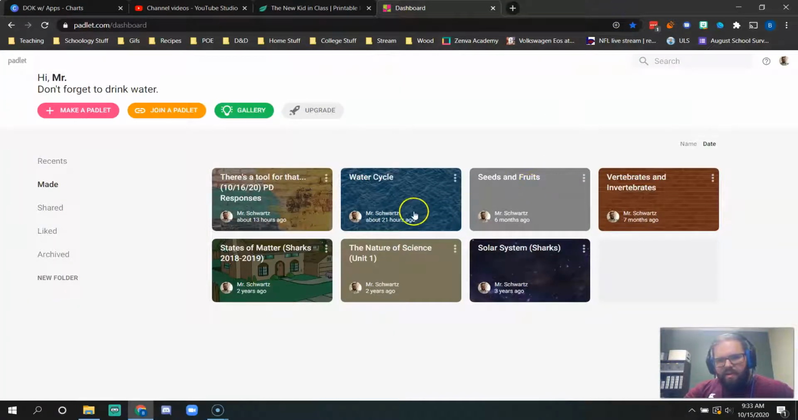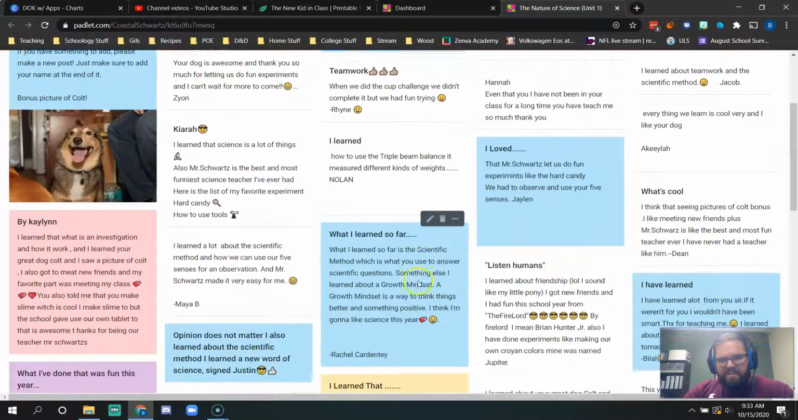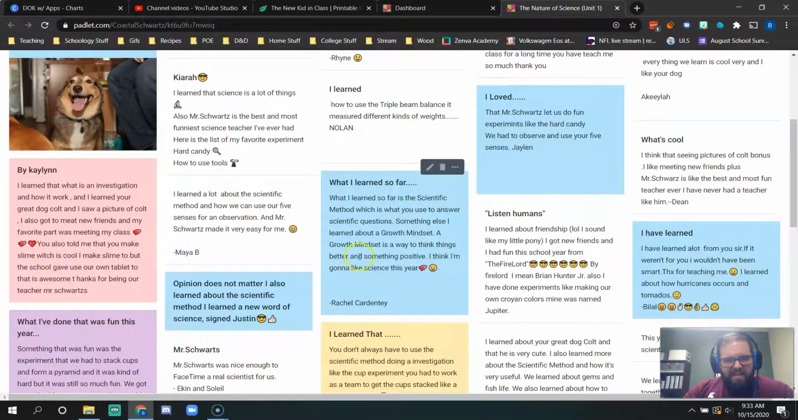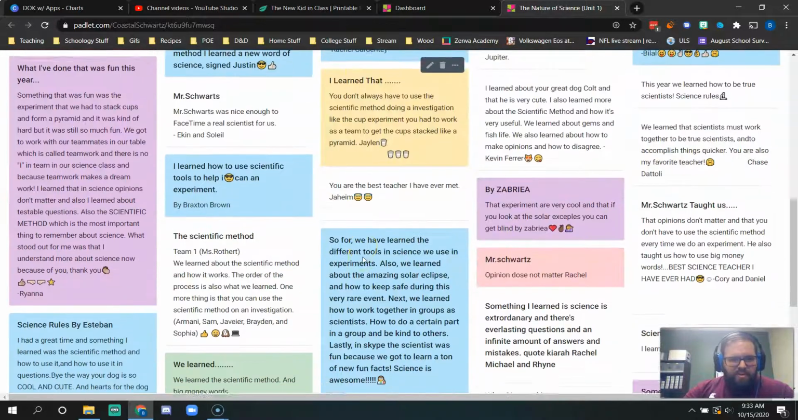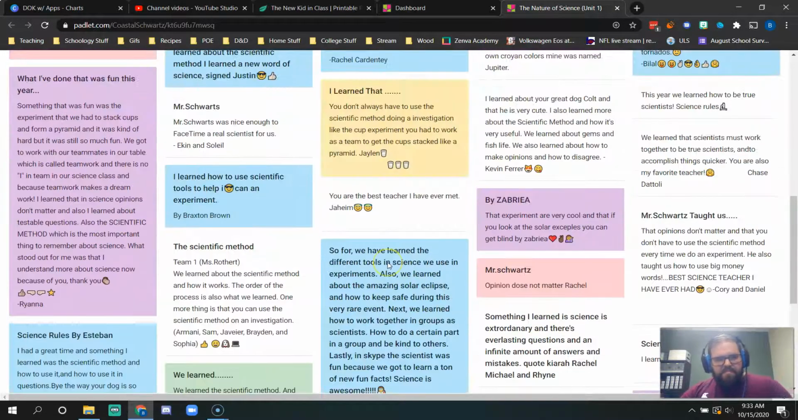I think one of the very first ones that I did with my students was the nature of science. Yeah, so you could see that from this one to the water cycle one, which was two or three months of using Padlet, you can see how the students evolved and how their writing changed and their use of the technology changed. So the more that you use these types of tools, the better your students are going to become at them.